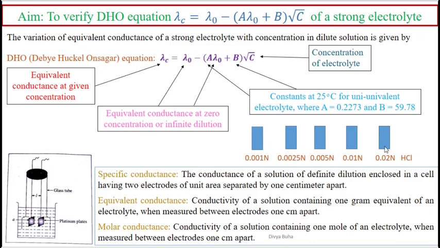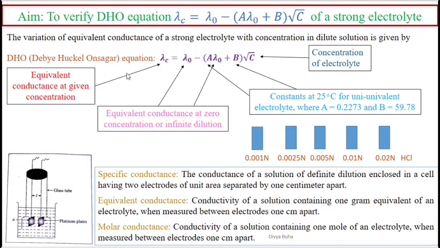You have prepared a range of the standard solutions. So you have to take the square root of 0.001, and that would be considered to be the concentration of the electrolyte, that is this one. So I hope that all of the terms in the DHO equation are clear, right?